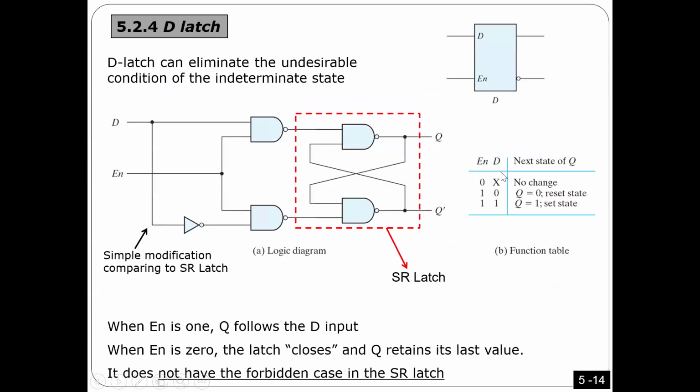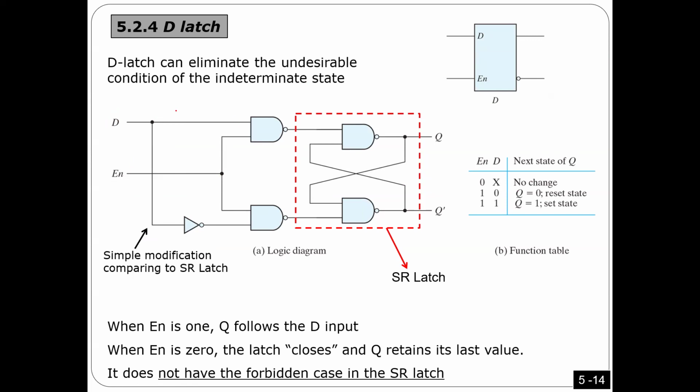This latch here is very similar to the previous latch. All what I did, I just added this part here, and now it has only one input. This latch we call D latch. Let's see what cases I have here right now. Is that okay, guys? Any questions? So this is similar to the SR latch I have just explained.